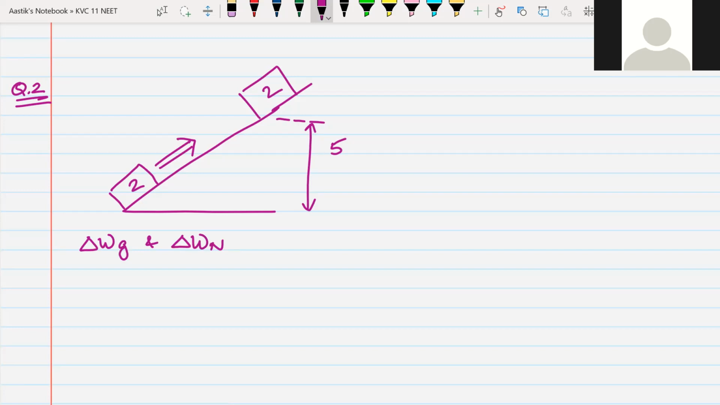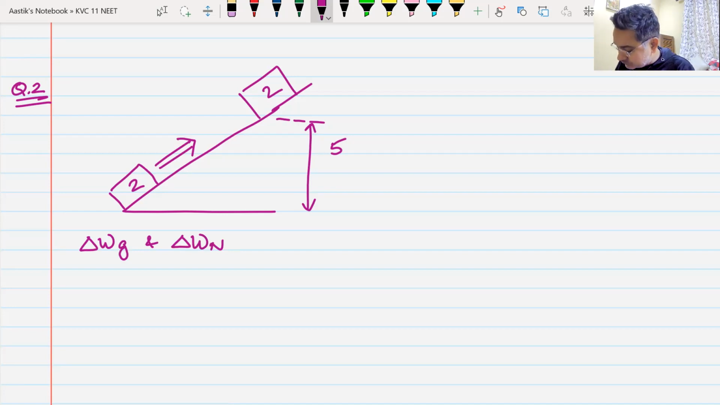Work done by gravity, right? Work done by gravity is minus 100 joules, sir. Okay, so I have the answer, yes. Work done by gravity is equal to 100 joules.